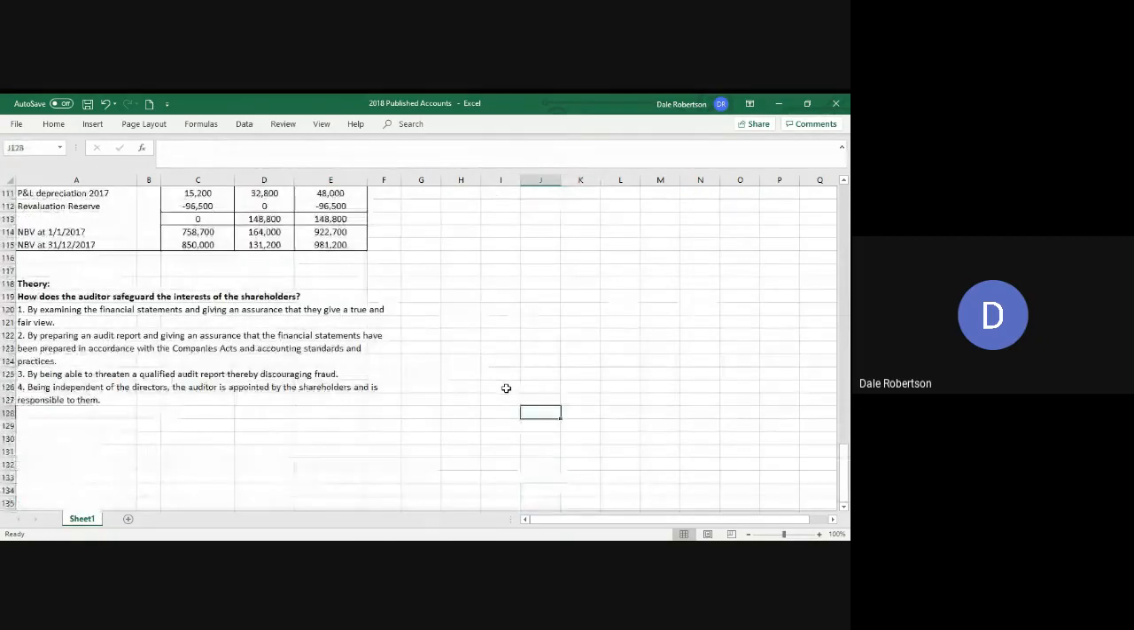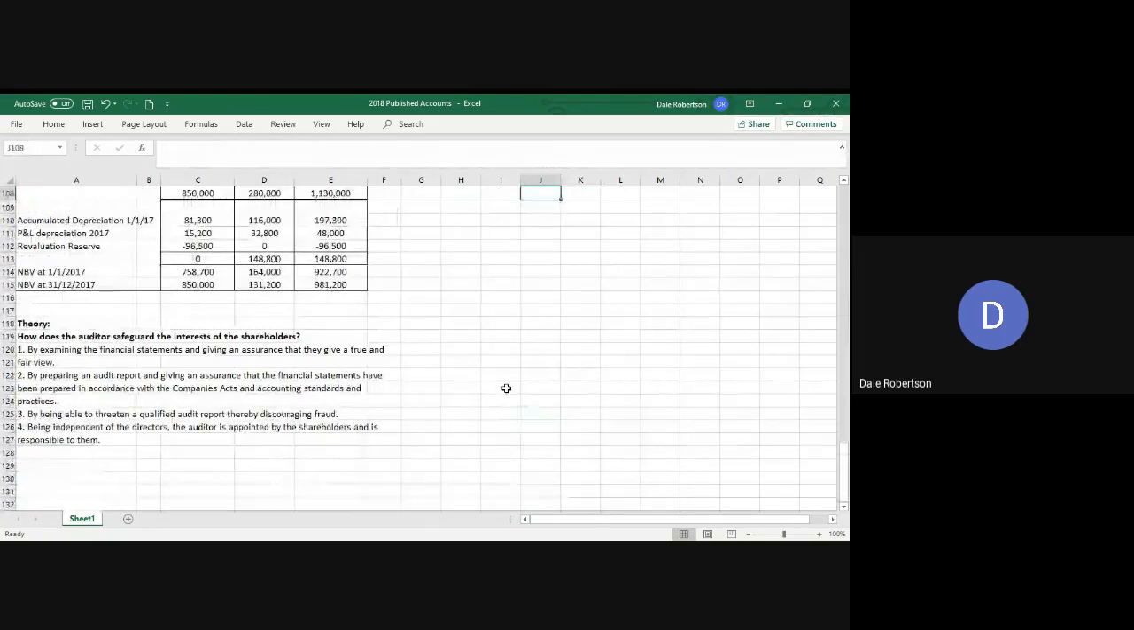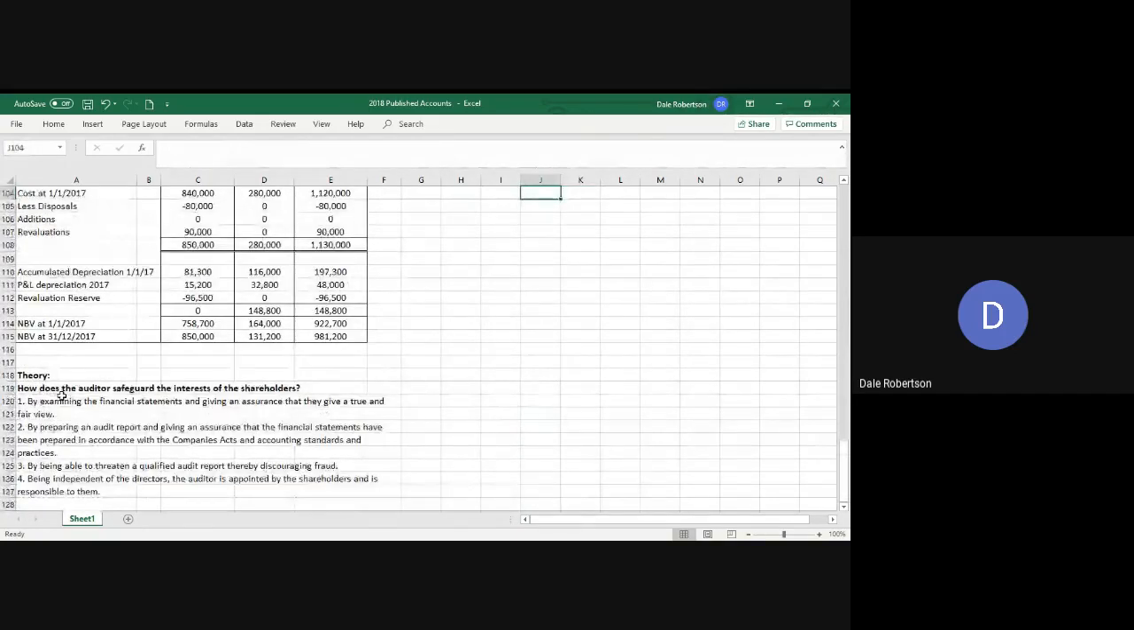Finally, there was a little bit of theory talking about how an auditor safeguards the interests of a shareholder. I'm going to leave that on the screen so you can digest that information. That, of course, is also in your theory handouts.